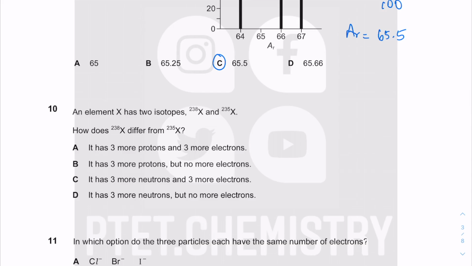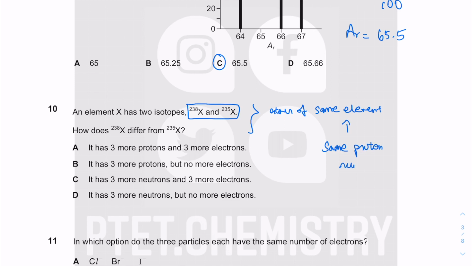Question 10. An element X has two isotopes, so they are atoms of the same element with the same number of protons but different number of neutrons. So you can see the mass number is different. That means the nucleon number is different. Since the proton number is the same, nucleon number is different, so you must have different number of neutrons. All right, so it doesn't matter what the proton number is, okay, but they are atoms of the same element. If they are atoms of the same element, they will have same proton number.